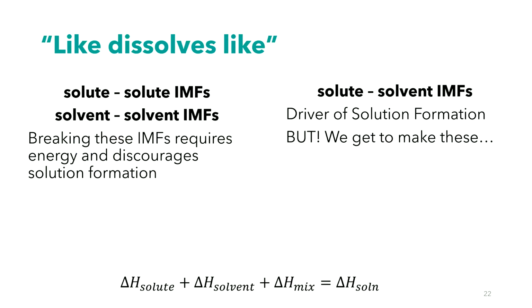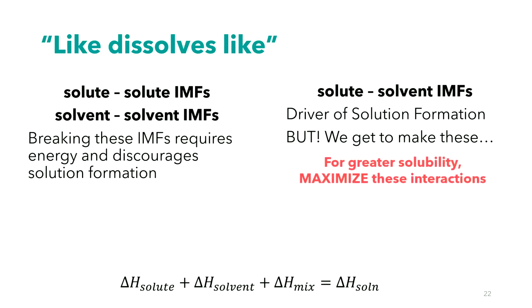All right, so again, this is our like dissolves like. When we think about will this process happen, we're saying, what are we giving up? What are these AA and BB interactions? What are we making? These AB interactions. If we want the process to happen, we want to maximize the strength of our solute-solvent interactions. That tends to happen when our molecules are similar, okay?